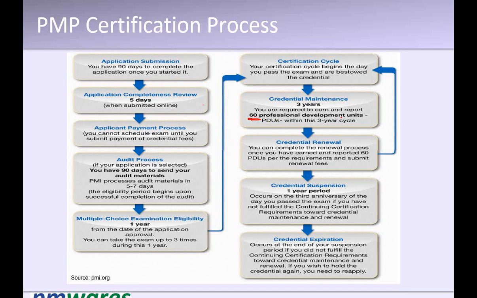In case you don't earn 60 PDUs in 3 years, your certification will be suspended for 1 year. That means you have a 1 year grace period in which you can complete your 60 PDUs. If you complete your 60 PDUs in this year, your certification gets reinstated and renewed. But if you fail to do that in 1 year, your certification expires. You cannot use PMP then, and for recertification you have to take another exam.